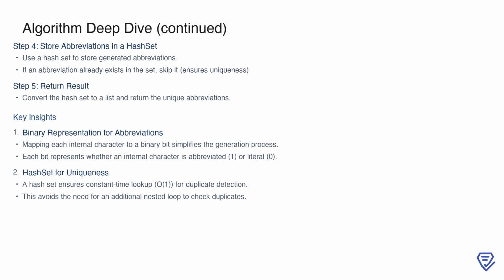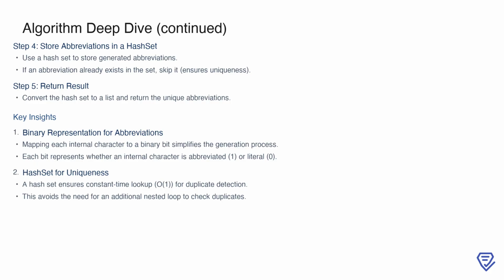To ensure the uniqueness of abbreviations, we use a hash set to store them as they are generated. The hash set allows us to check in constant time whether an abbreviation already exists, enabling us to skip duplicates efficiently. Once the generation process is complete, the hash set can be converted into a list to return the final collection of unique abbreviations. A key insight here is the simplicity gained by using binary representation for the abbreviation process.